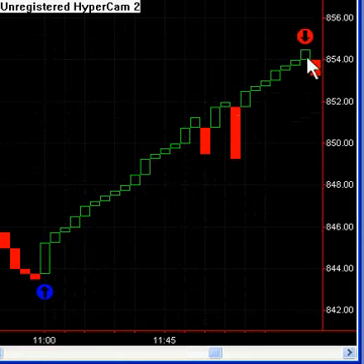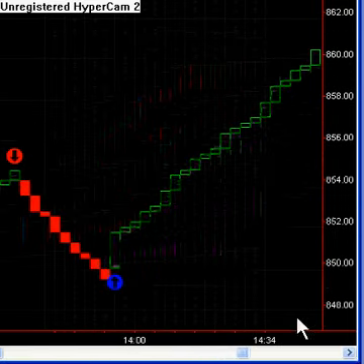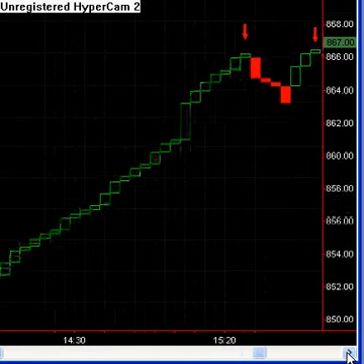Then I had a counter trend short at 54. Then I had a buy at 49, and look how I nailed the low. Look how I nailed the low. Look at that. Nobody can beat our system.